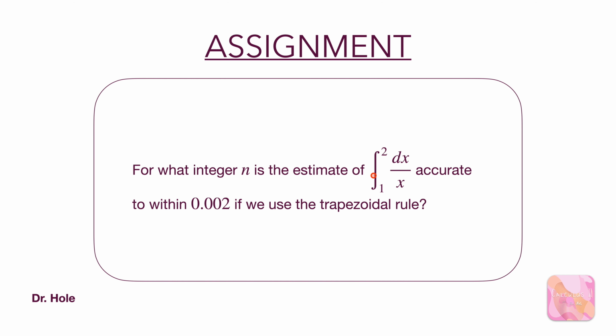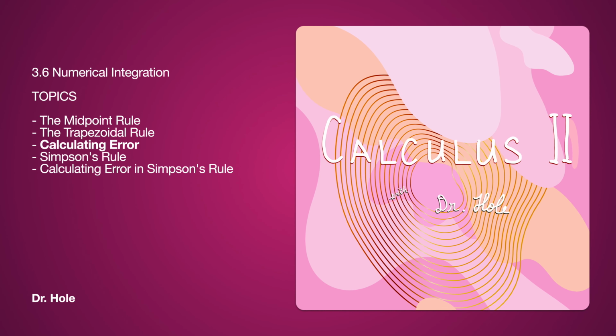And then similar to the example that we just worked, for this definite integral with integrand 1 over x, what integer n for the trapezoidal rule T sub n will yield an estimate to within 0.002? So what's the smallest value of n? Excellent.